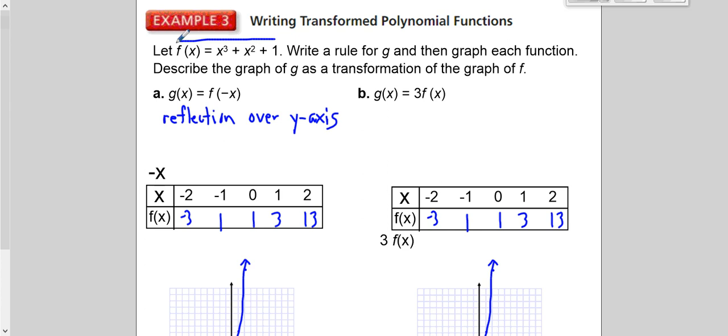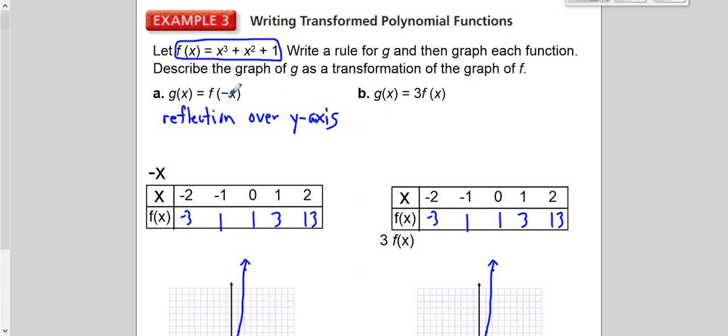I already figured out our starting function, x cubed plus x squared plus 1. If I put in a negative 2 and cube it, I get negative 8. Negative 2 squared is positive 4. Negative 8 plus 4 is negative 4, plus 1 is negative 3. So I put that number in my table, and I did it again with negative 1, 0, 1, and 2. So these are the numbers for the starting function. I shouldn't call it a parent function. It is not a parent function. It is a starting function. It is our f of x that they gave us. So I have those numbers all set and ready in my table.